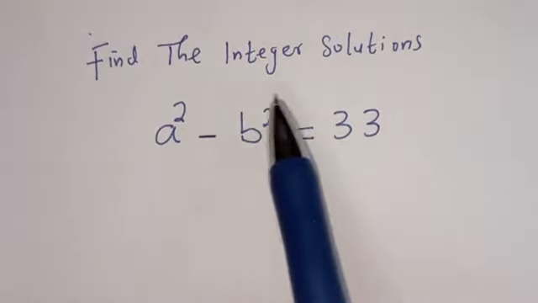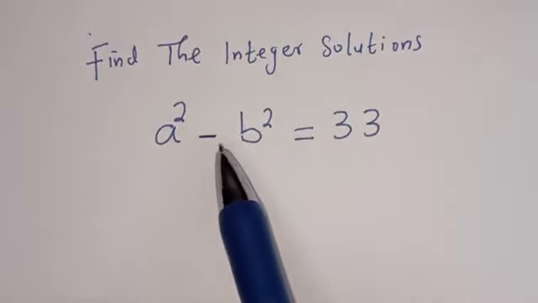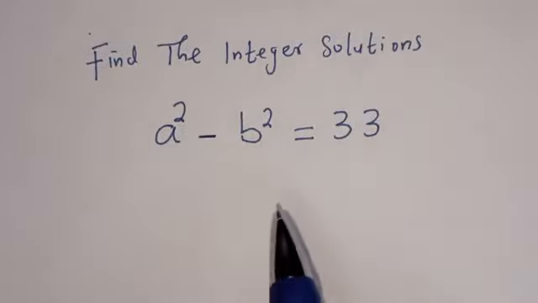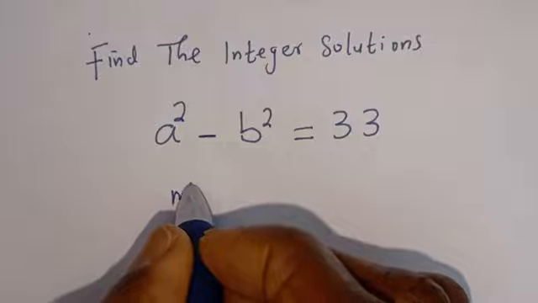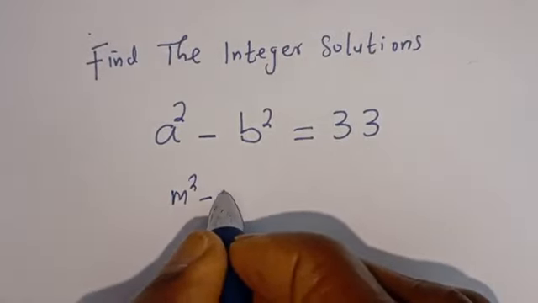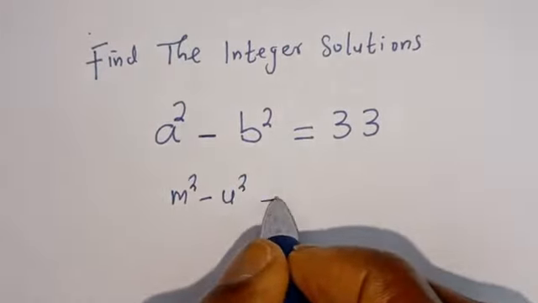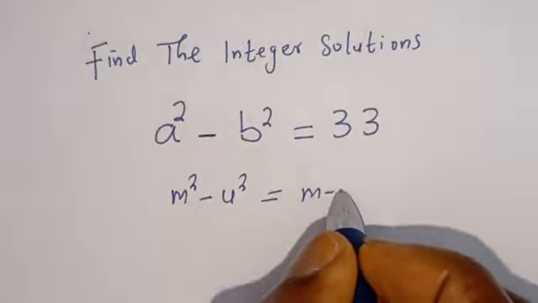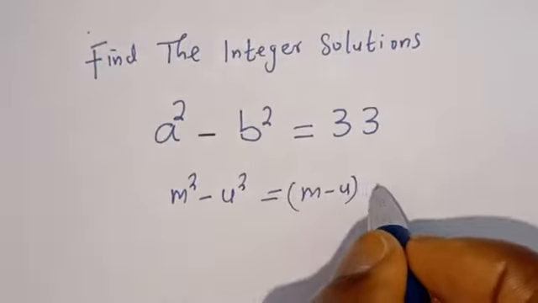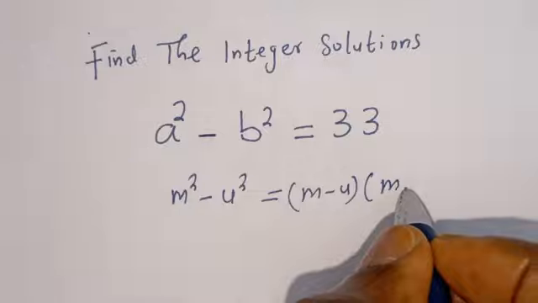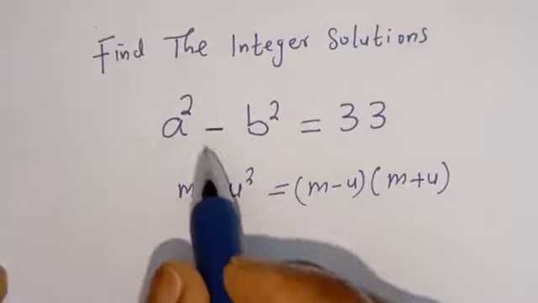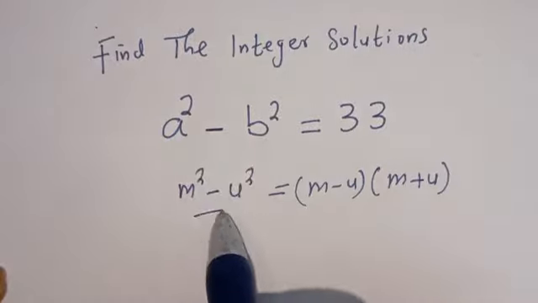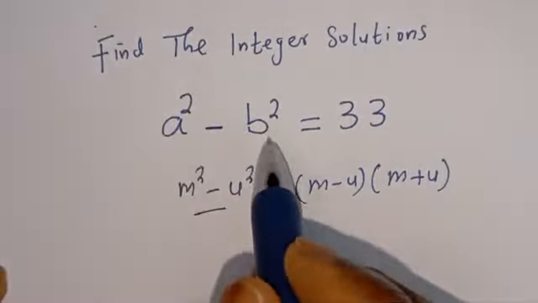Hello, how to find the integer solution in this problem: a square minus b square is equal to 33. Now from here, take note that if you have m square minus u square, this is equal to m minus u bracket m plus u, because this is the difference of two squares, and this is also in this form. So let's rewrite this equation as this.